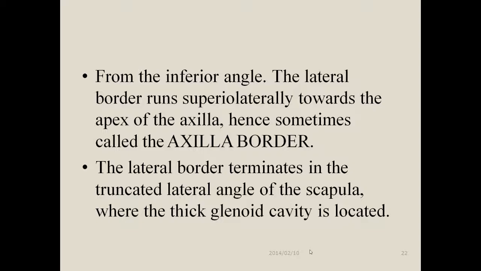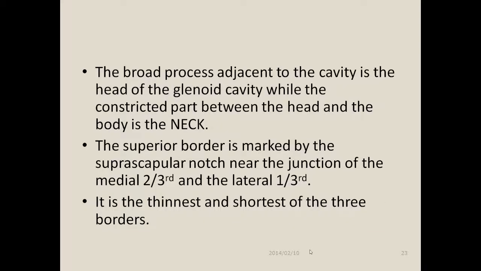From the inferior angle, the lateral border runs superolaterally towards the apex of the axilla, and is sometimes called the axillary border. The lateral border terminates in the truncated lateral angle of the scapula, where the thick glenoid cavity is located. The broad space adjacent to the cavity is the head of the glenoid cavity, while the constricted part between the head and the body is the neck.